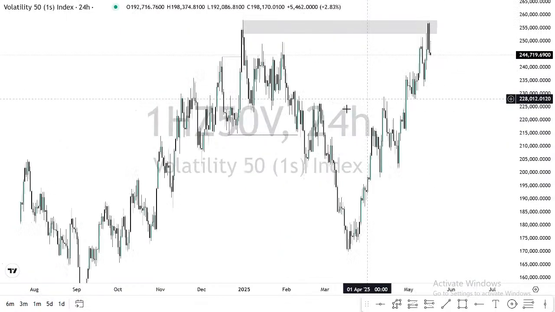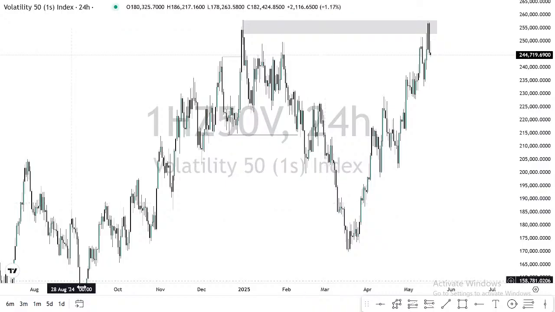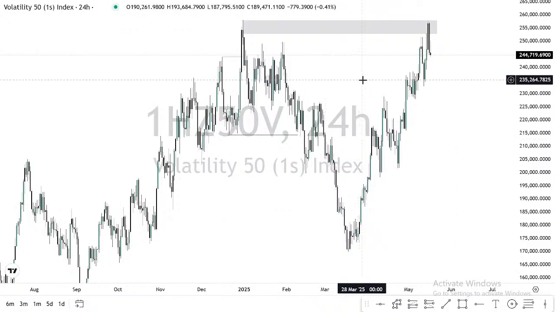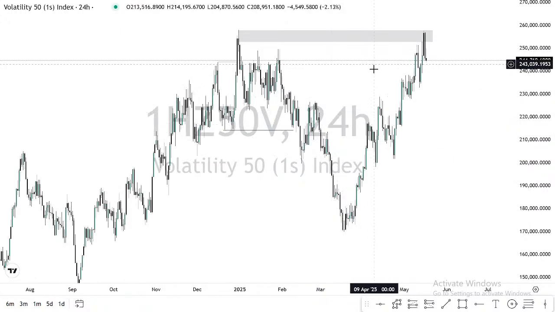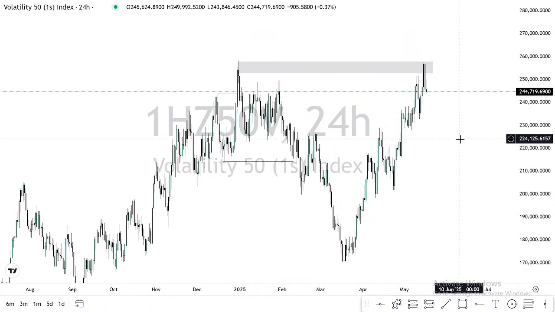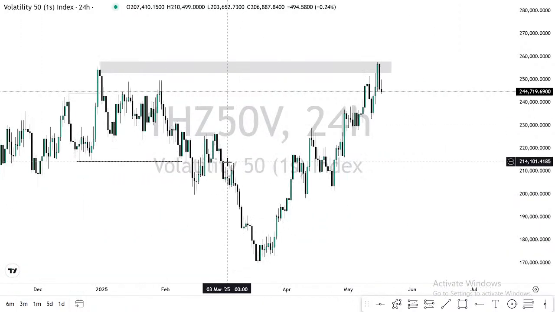So let's go directly into Volatility 51s. Just like I always tell you guys, I love to make my analysis on the 24 hours time frame. I love to start from the 24 hours time frame. In fact, if the broker had given us more time frames, I would have loved to start from the weekly time frame, but since this is what we are limited to, I love to start from the 24 hours time frame.